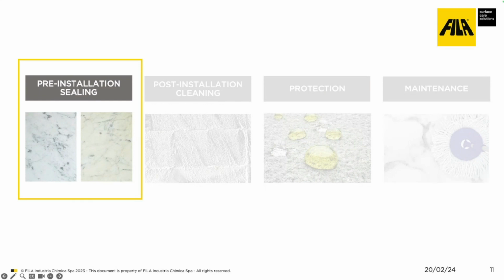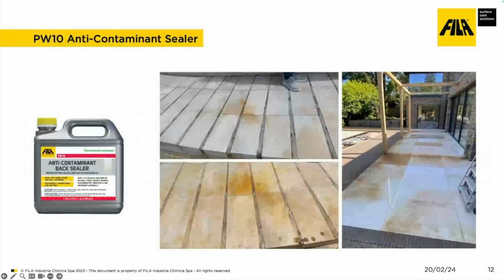I want to show you some examples of the problems that you could have if the floor is not pre-grouted, not pre-sealed before the installation. Here you can see different kinds of natural stones. All of them are installed outside. In this case, we were working with a limestone and with a sandstone. What happened to those stones?